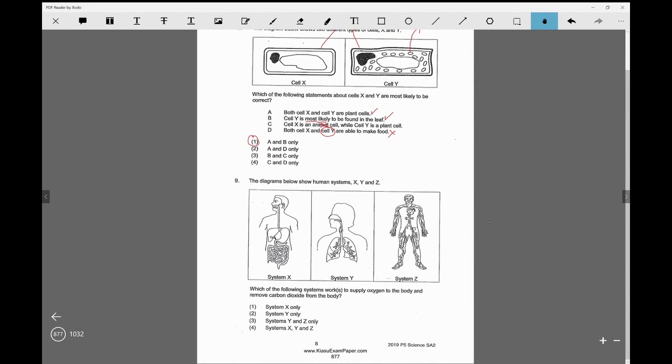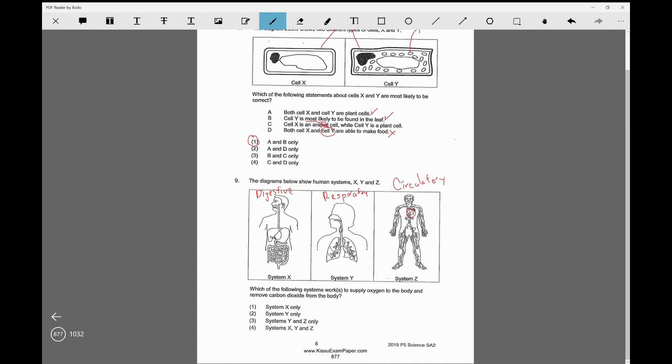Okay, this is your digestive system. You should be very familiar with it. It is learned in P4. Okay, this is your respiratory system. As you can see, you have your lungs, your windpipe, and your nose. There's a heart here, right? So this is your circulatory system.